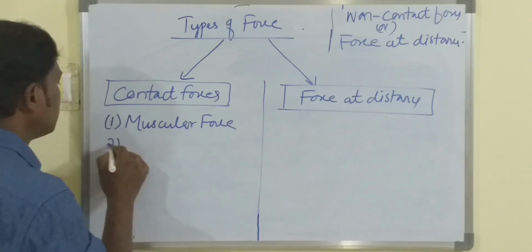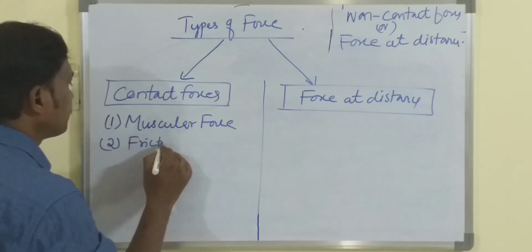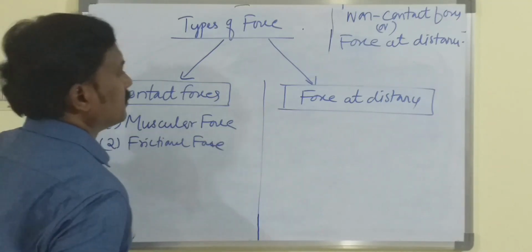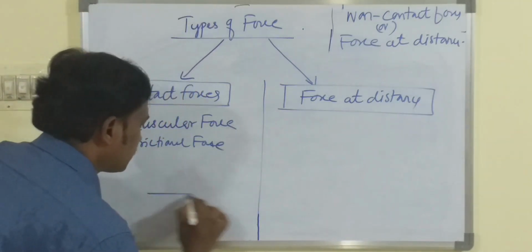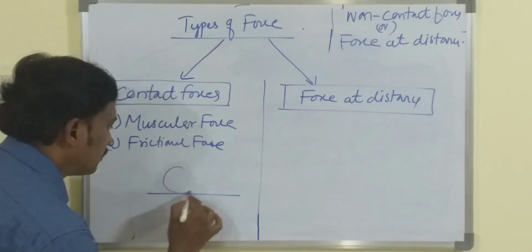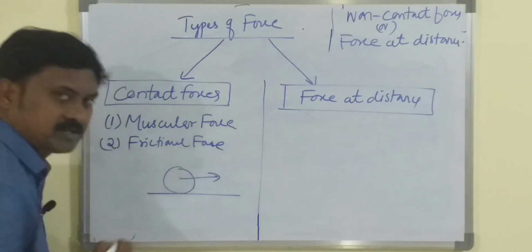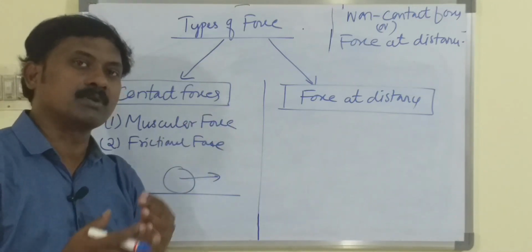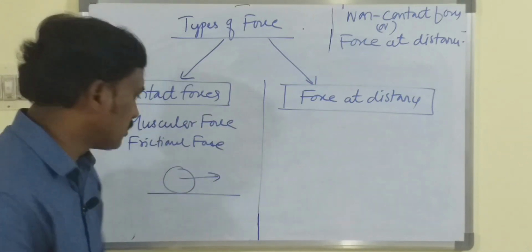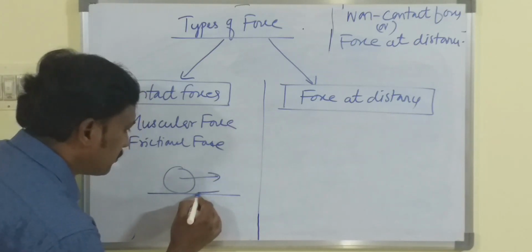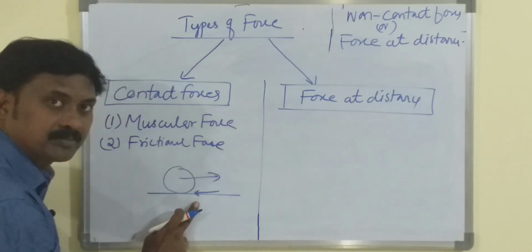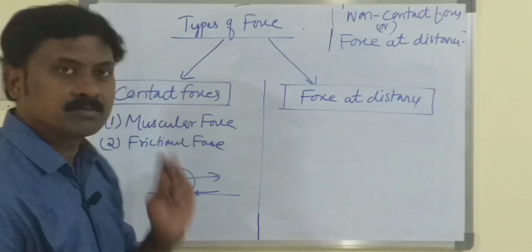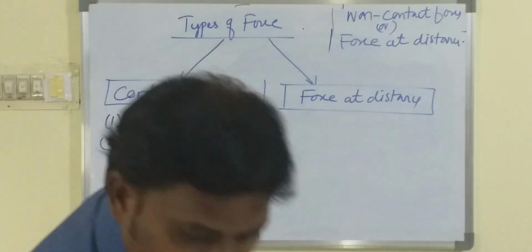The second is frictional force. Suppose you take a football, and the football is moving in this direction. When the football is rolling on the ground, we can see that after some time it comes to a stop. Why does it come to a stop? Because a frictional force is developed between the ball and the ground, and that always involves contact. So the frictional force also comes under the contact force.